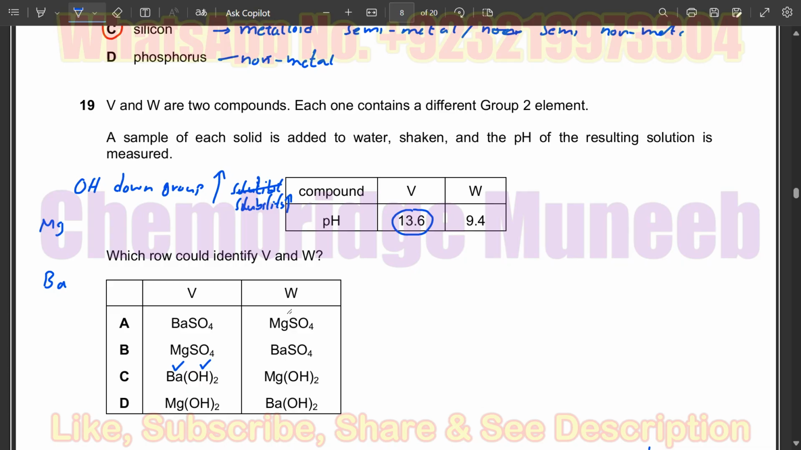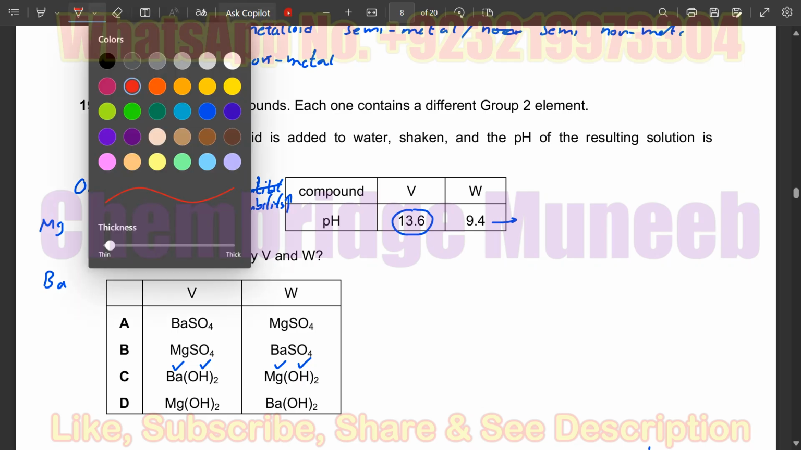Now, according to W, W is such a compound which has a somewhat alkaline solution but not very strong. So again, we know that going down the group, barium gives a more alkaline solution as compared to magnesium, which is present at the top position. So magnesium must be there. Magnesium sulfate will not give us the alkaline solution. Instead, magnesium hydroxide will give us the alkaline solution. So hydroxide is there, but that of magnesium. So the only correct option is C here.